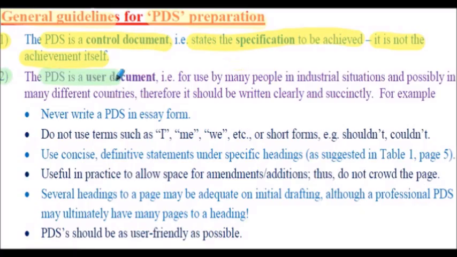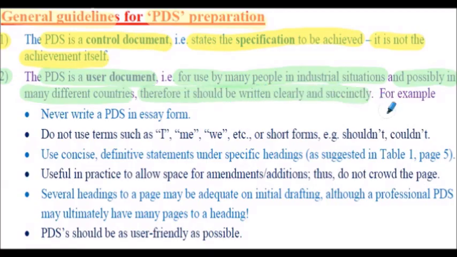2. The PDS is a user document for use by many people in industrial situations, and these days possibly in many different countries. Therefore, it should be written clearly and succinctly. To ensure clarity and succinctness, here are a few considerations. We should never write the PDS in essay form. We should not use personalized terms such as I, me, we, us, you, etc. Or indeed use short forms such as shouldn't, couldn't, wouldn't, etc.